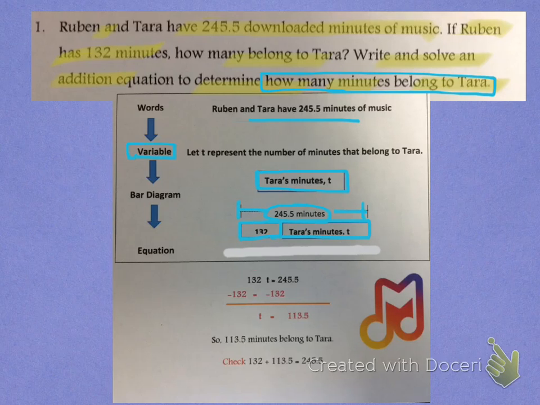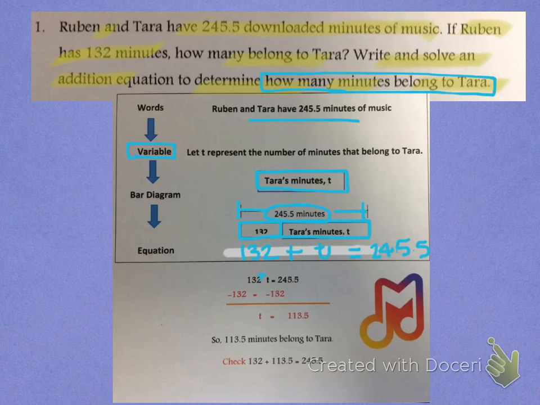So our equation could be what's represented by the bar diagram. Our equation is that if I add 132 minutes plus Tara's minutes of T, I am going to get 245. Okay, so let's look at that. 132 plus T equals 245. What I have on one side is 132 and T. We're solving for T, so we want T to be by itself.